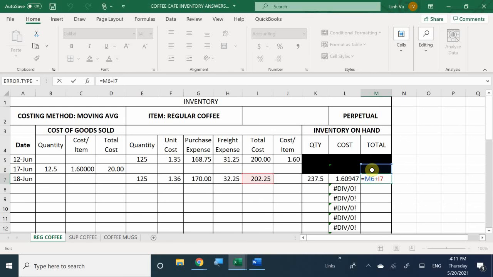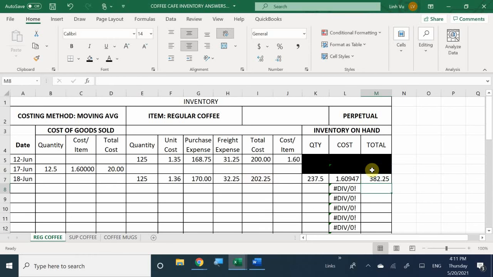Yes. So in this case, when you do total, it's going to be your previous total, because that's what you have on hand, plus the 202.25, to get you 382.25. And of course, because we've automatically placed that formula in there, it should automatically calculate for us. So it's a simple equation: it's taking your total cost and dividing it by your total quantity, which in this case now gives you $1.609.